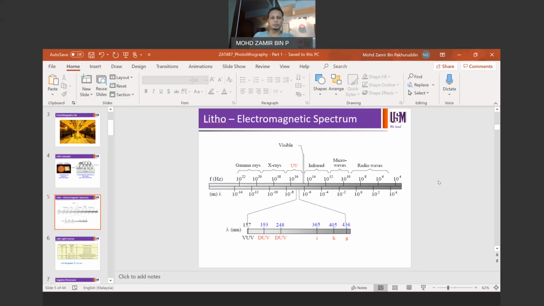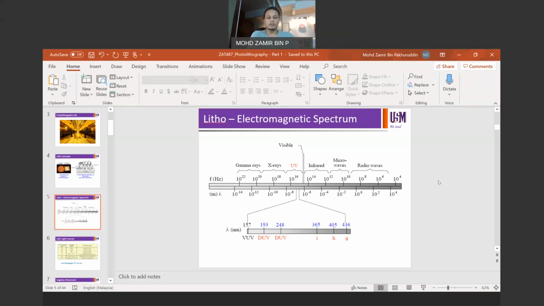To be able to do the printing process, you need to use light of a certain wavelength. If you look at this electromagnetic spectrum that you've learned before, it ranges from gamma on the left hand side, which exhibits the highest frequency, to radio wave on the right hand side, which has the lowest frequency. The wavelength of this spectrum is opposite: gamma has the shortest wavelength, and radio wave has the longest wavelength.